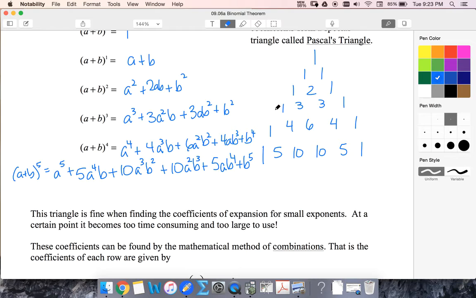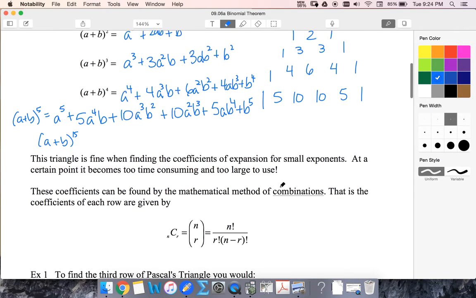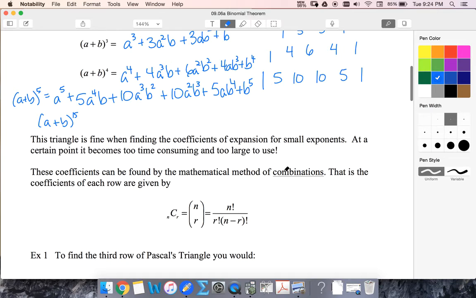And this is fine if I'm just going for a few rows, but let's say that I wanted the coefficients of a plus b to the 15th. Well, it would be a big pain to work out my whole triangle. So instead what I do is I use combinations. So I've got my formula n choose r. You remember this from the very beginning, hopefully. That's going to give us all our coefficients.